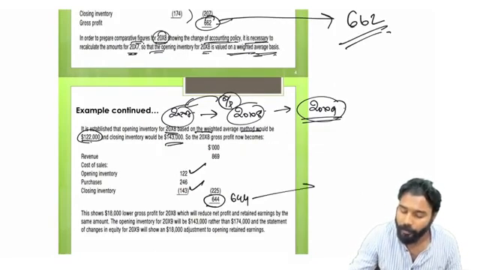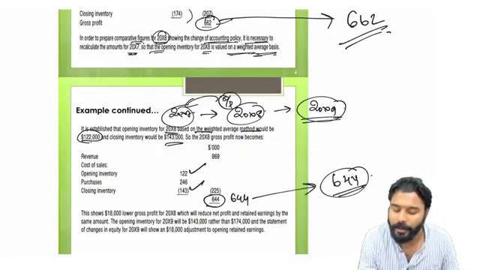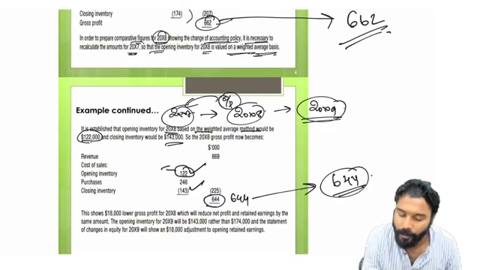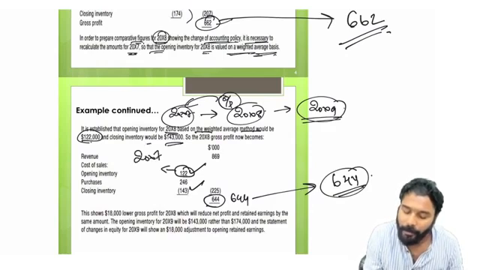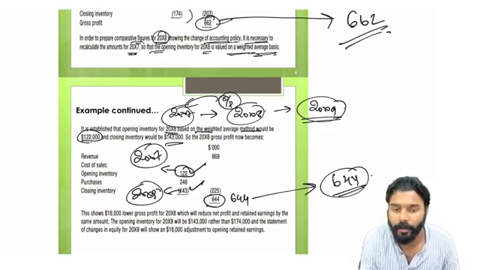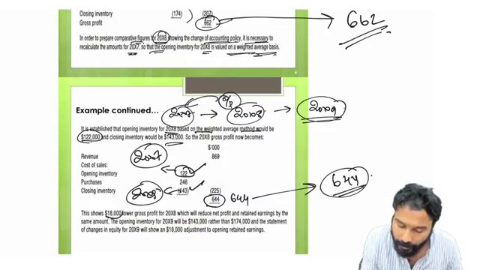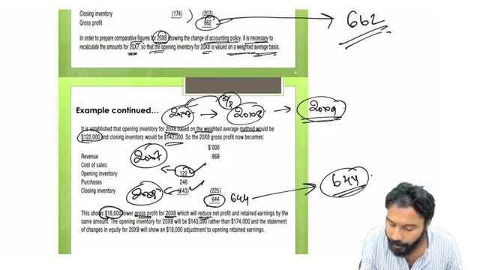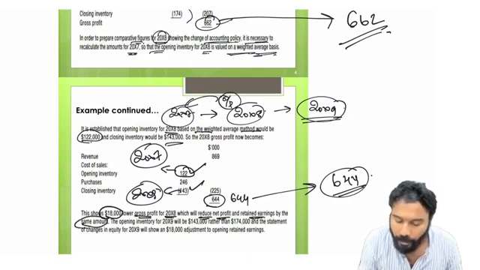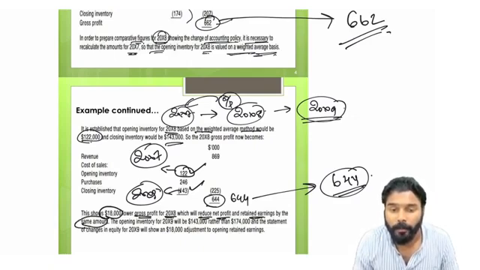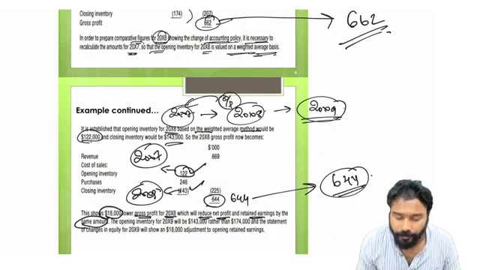So as a result of this change in the method, we have restated the figures, we have restated the comparative figures. That is, this is from 20X7 and this is of the figure 20X8. So they have changed these comparative figures and they are calculating a new profit. So this is 18,000 lower gross profit for 20X8, which will reduce the net profit and retained earnings by the same amount.